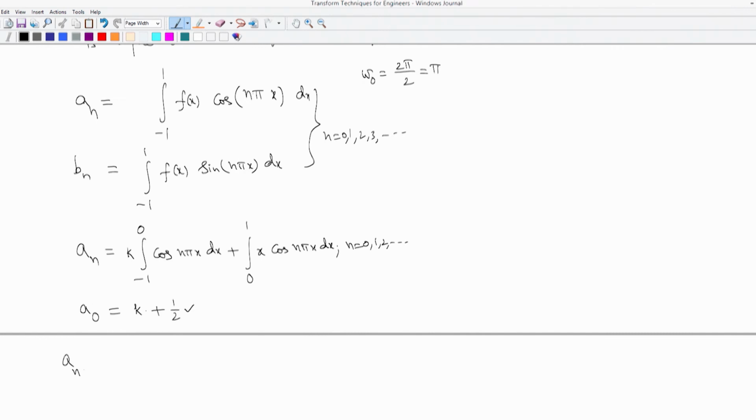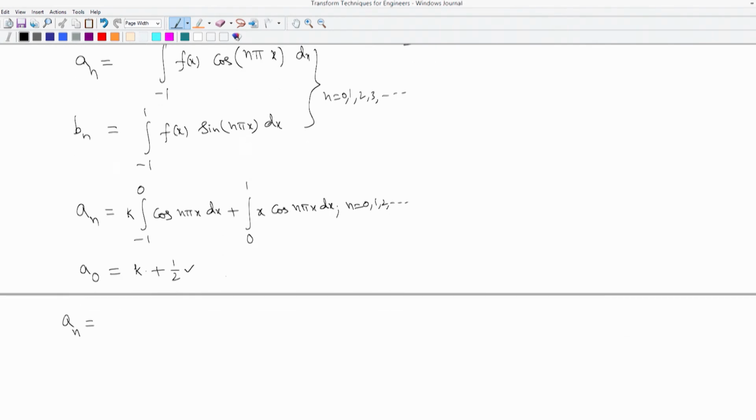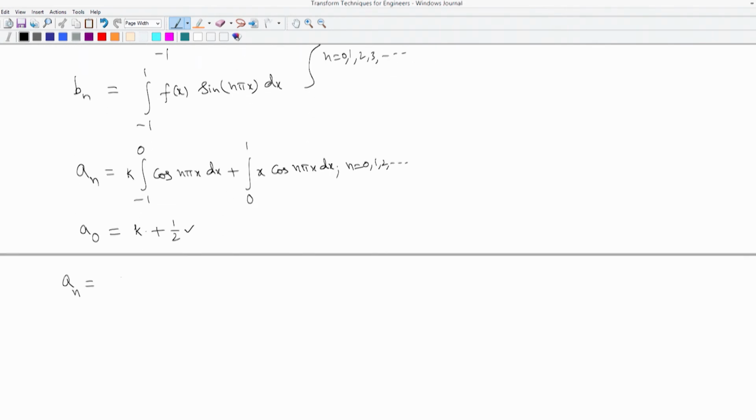So a_n is running from 1 onwards, so that we calculate here. If you do this, sin n pi x divided by n pi is the antiderivative, k is outside, so it is between -1 to 0. So this is anyway 0 for n equal to 1 to 3 onwards, because we are dividing by n, we have to make sure that is non-zero. So this contribution is 0. That is gone. So the other integral, plus, now we do the integration by parts here.